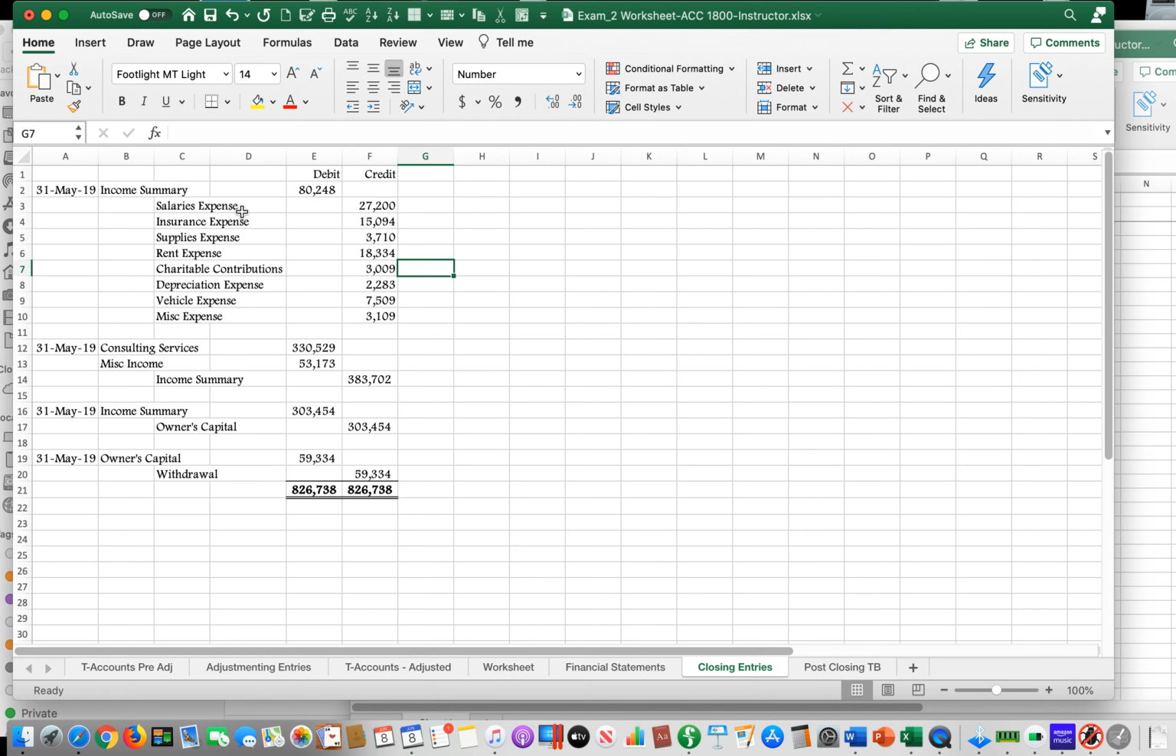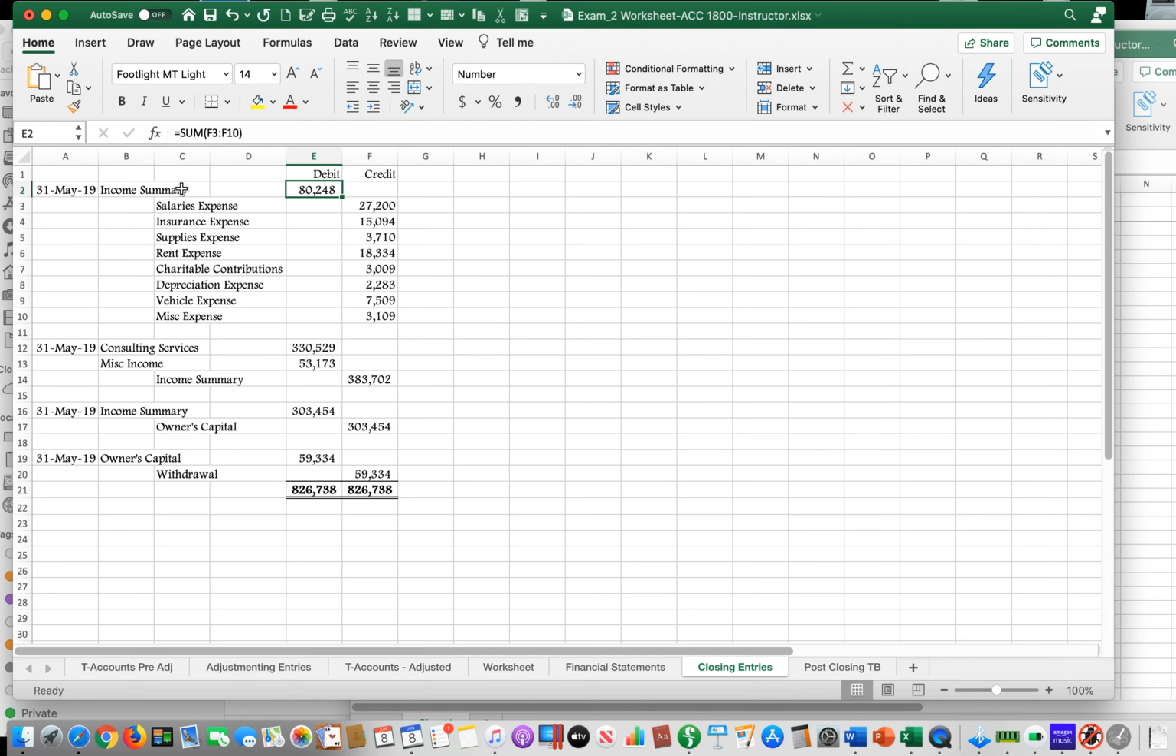So you're going to credit all of these expenses. What are you going to debit? You add all these up, and you come to $80,248, and you debit it. You debit income summary.